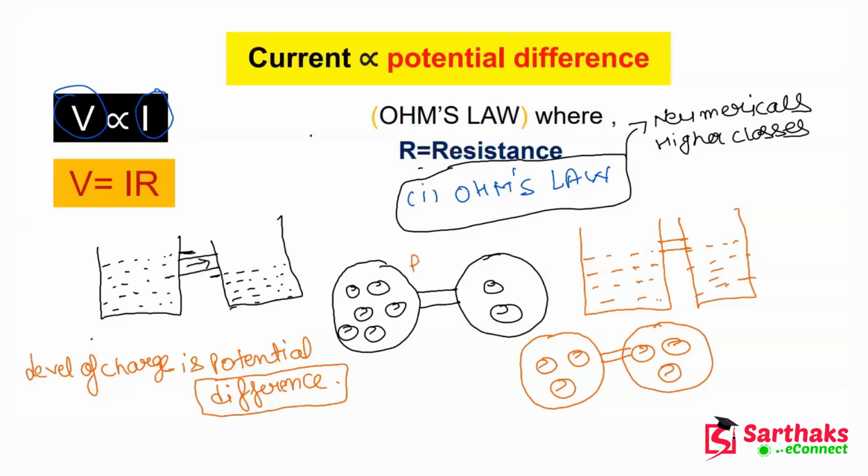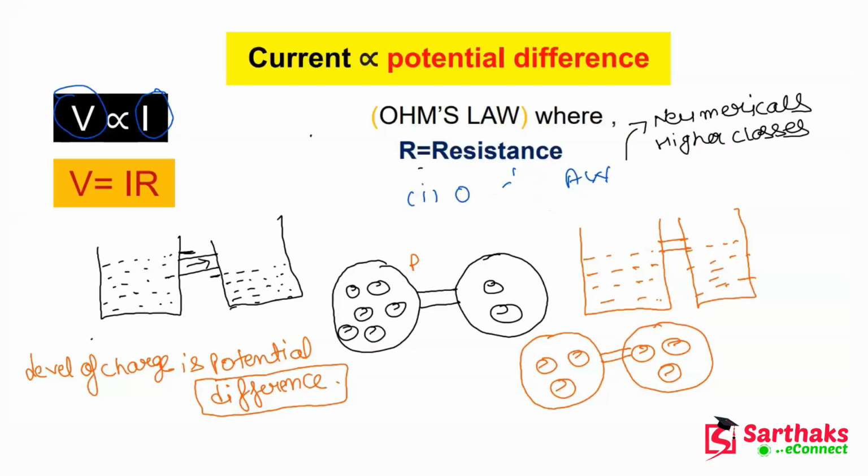In this case, you can see that there is some difference between the levels, so there is a potential difference. Due to that potential difference, charges are flowing from the higher level to the lower level. But in this case, the potential difference is zero because on both sides the charges are in the same quantity. So there is no potential difference, and the current will not flow. I hope you understand what potential difference is.